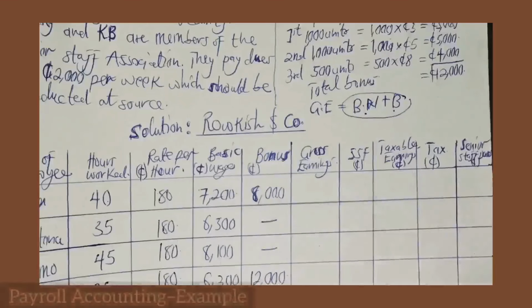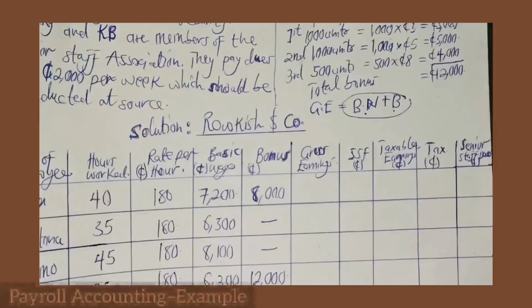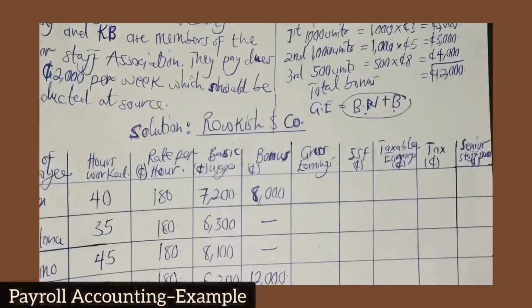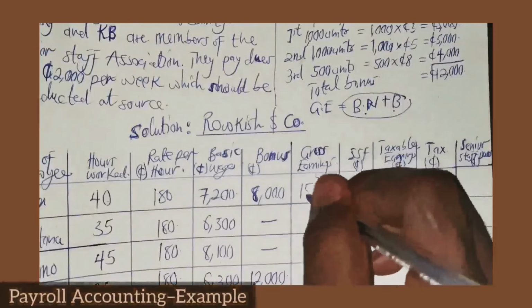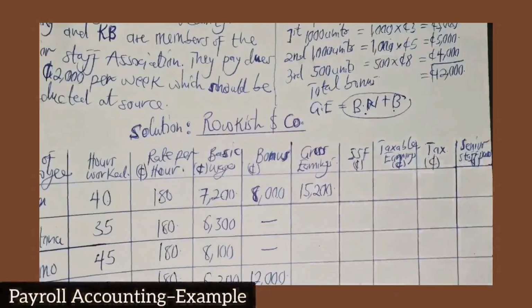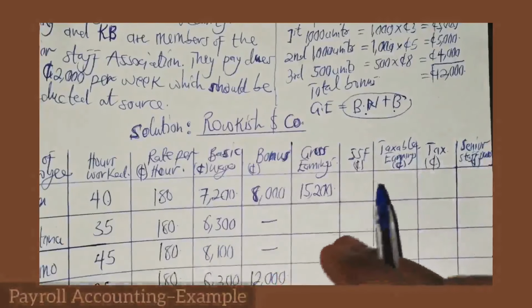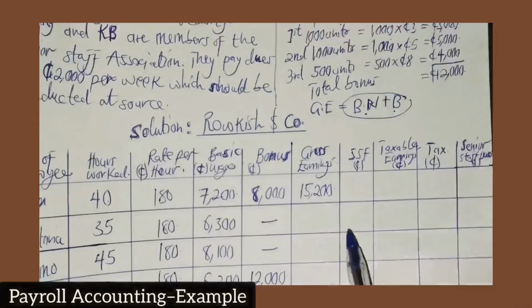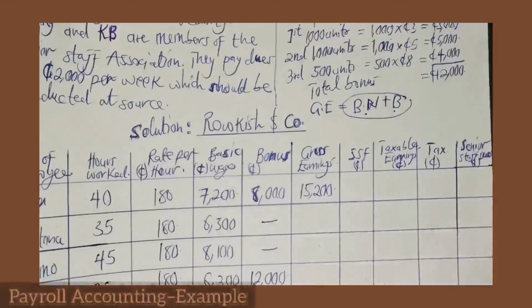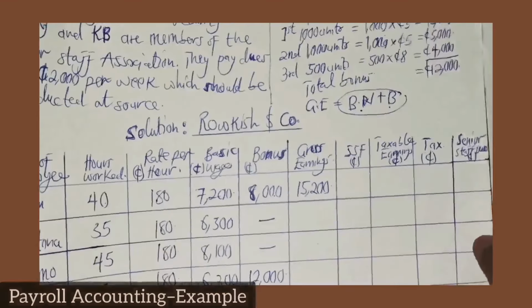So here, if I take Angela's own, it's 7,200 plus what? 8,000. I'm going to get what? 15,200 will be her gross earning, and that is perfect. So the same is going to be done for the rest. I'm filling mine. So pause here in the video and fill it, and let's see at the end of the day what we're going to have as I continue doing mine, and let's see the outcome. Okay, so fill yours as I'm filling mine.